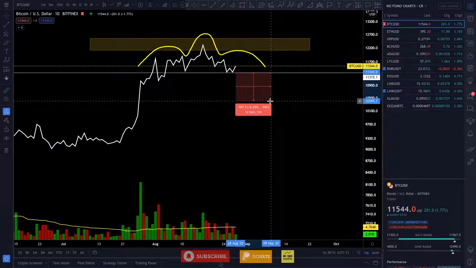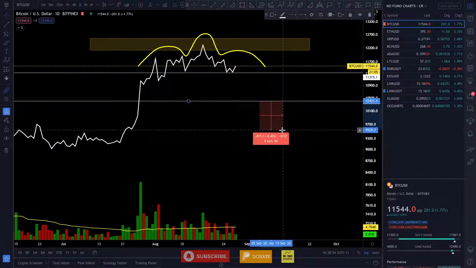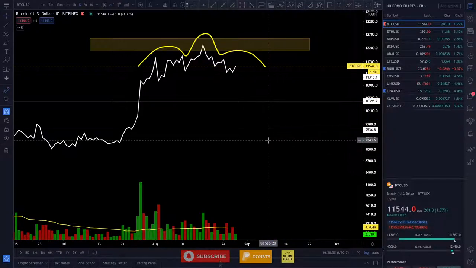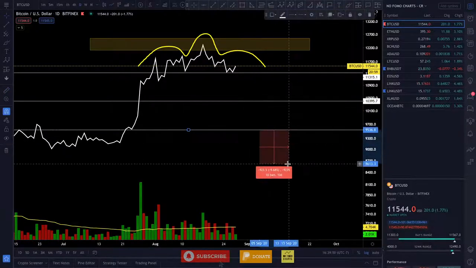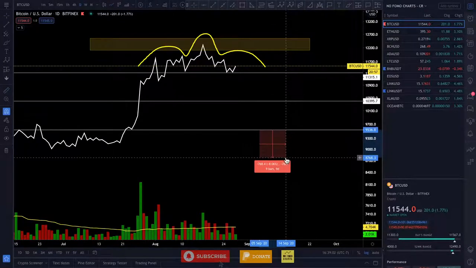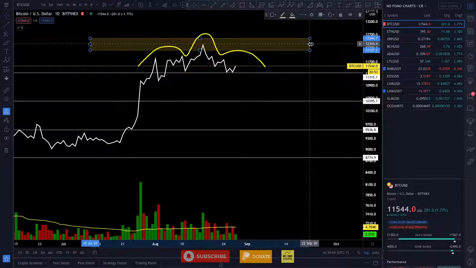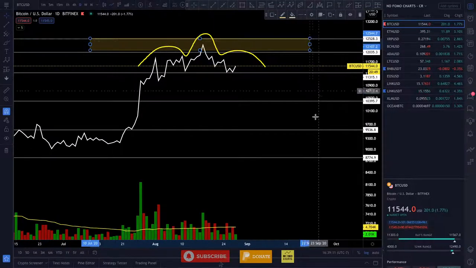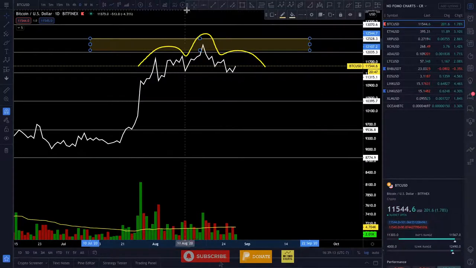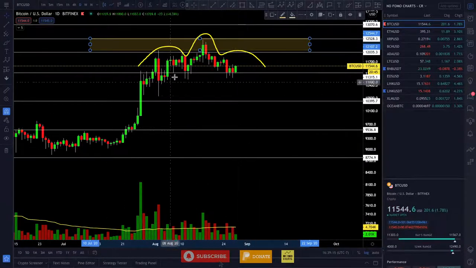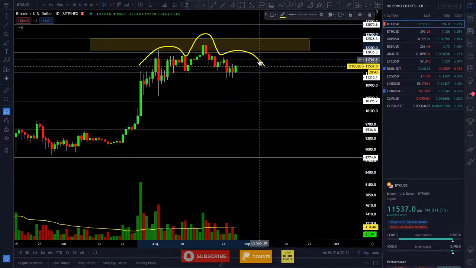But if it does happen, 8% to the downside. 8% would be 10,400. Another 8% down, if it's an extreme crash, is 9,000. This is crypto, so draw another one just in case, right? If we know this resistance is up here, 12,000, 12,500, even 13,000, right? Now watch out for this potential head and shoulders pattern.